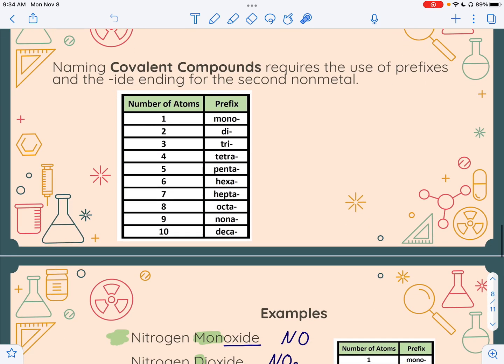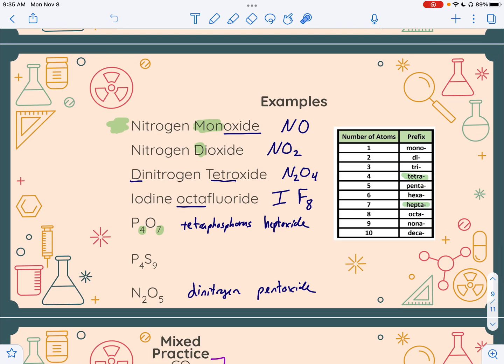Okay, so prefixes are standard prefixes. 1 is mono, 2 is di, 3 is tri, like a tricycle, and so on and so forth. A lot of geometry uses these prefixes, and we use them in other places in science, or even in talking about time, like there are 10 years in a decade, for example. Those prefixes will tell us how many atoms we have. They are the subscripts in our covalent compound. All right, so here are some examples.